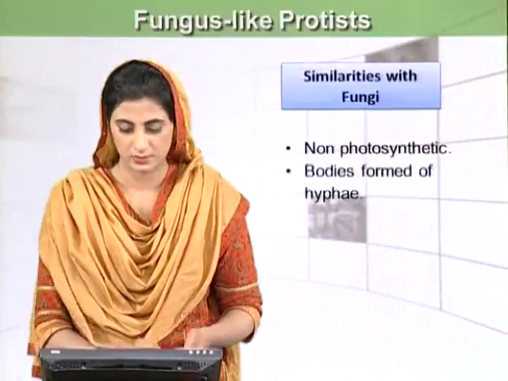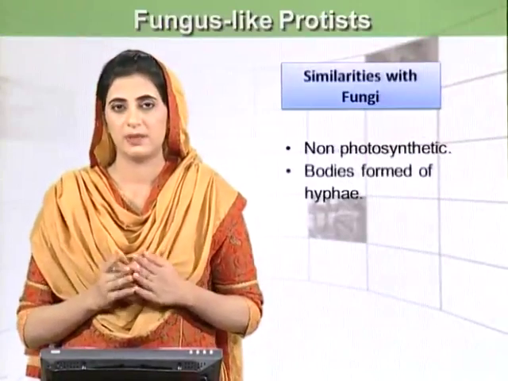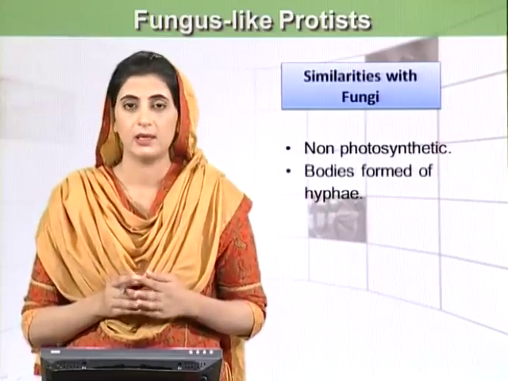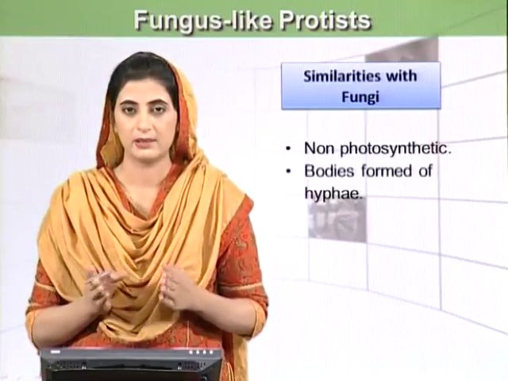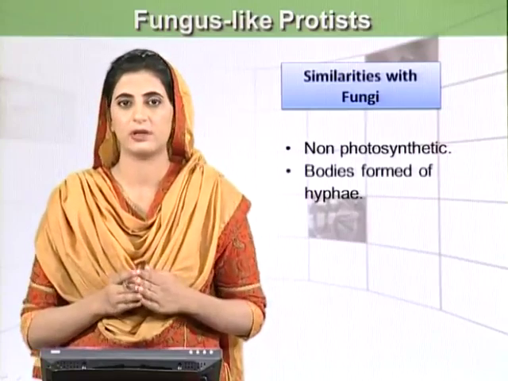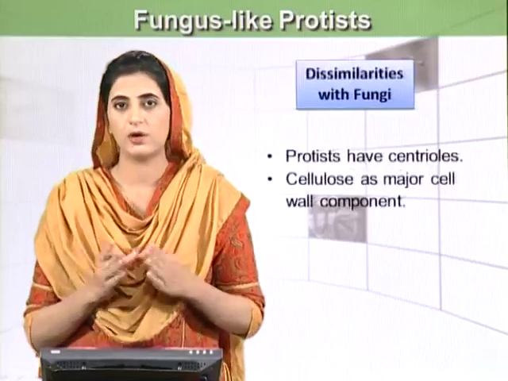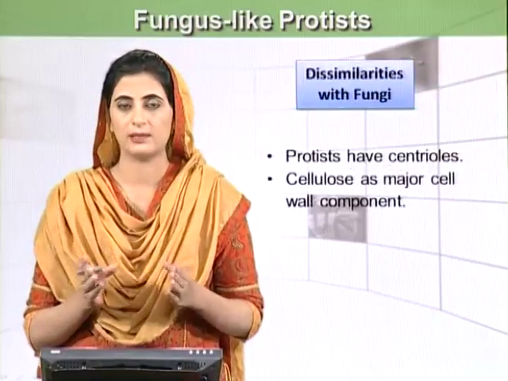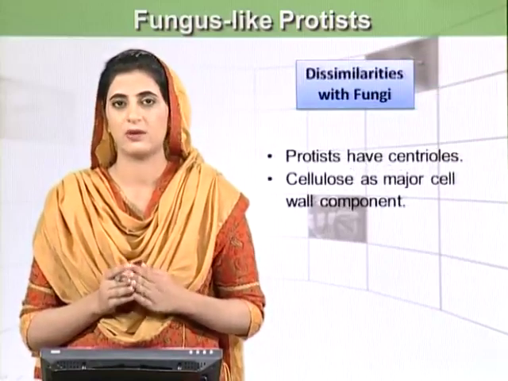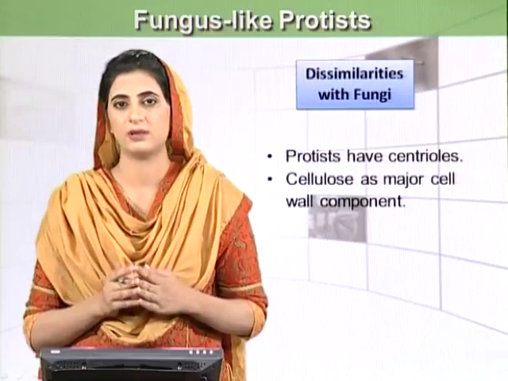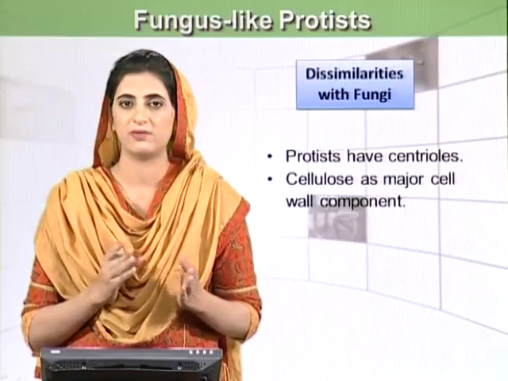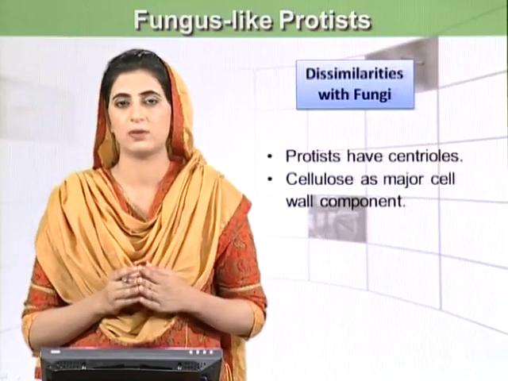In this lesson, we will study fungus-like protists. They are placed in the fungal-like protist category because they show some similarities with fungi, being non-photosynthetic, and their bodies are made up of thread-like structures called hyphae. They are not placed in kingdom fungi because they have a few dissimilarities with fungi too. These protists have centrioles, while these centrioles are absent in fungi, and they have cellulose as a major cell wall component, while fungal cells have chitin as their cell wall material.